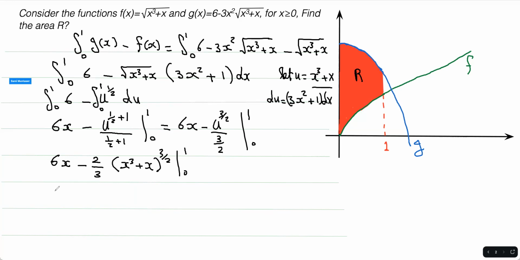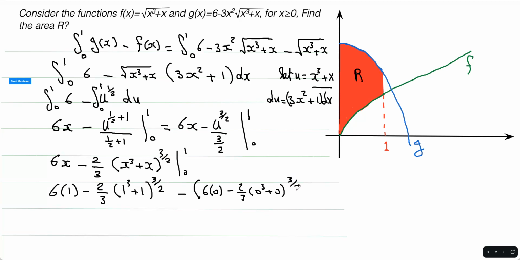And now we could substitute the 0 and 1 in for the x's. So this is going to be 6 times 1 minus 2/3 times 1 cubed plus 1 to the power of 3/2, minus 6 times 0 minus 2/3 times 0 cubed plus 0 to the 3/2. Now, all of this is going to be 0, so that's just going to disappear. And this is going to be 6 minus 2/3.